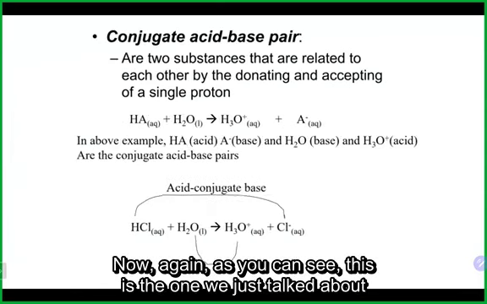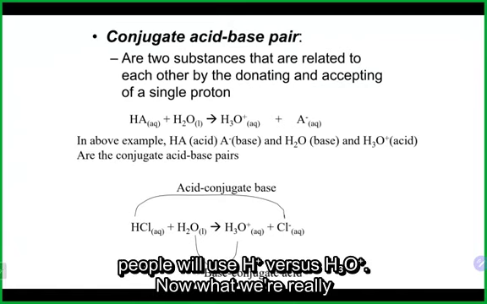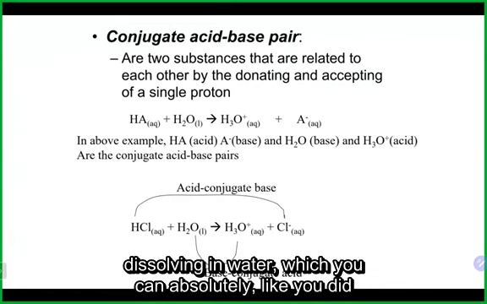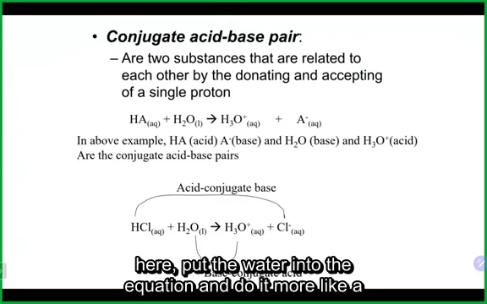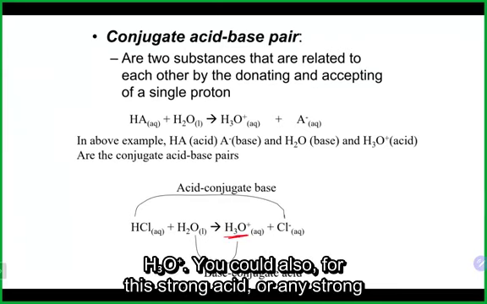Now, as you can see, this is the one we just talked about there, our hydrochloric acid. Earlier I said sometimes people will use H plus versus H3O plus. What we're really looking at in this equation is just the strong acid dissolving in water, which you can absolutely, like you did here, put the water into the equation and do it more like a Bronsted-Lowry definition. And as you can see, you do produce H3O plus.